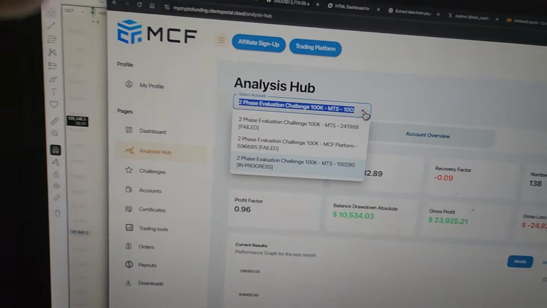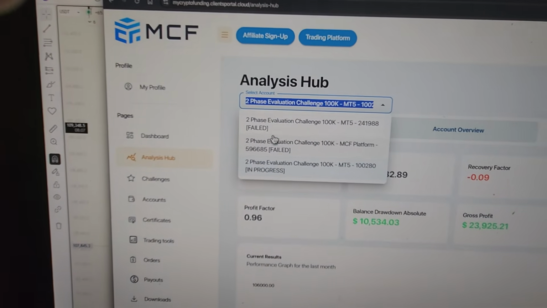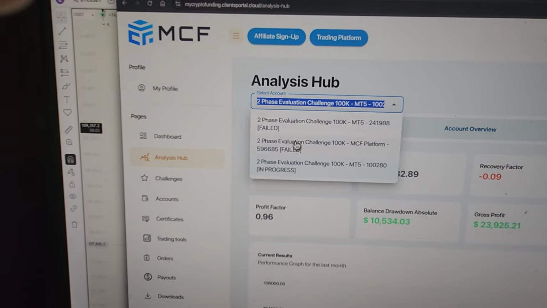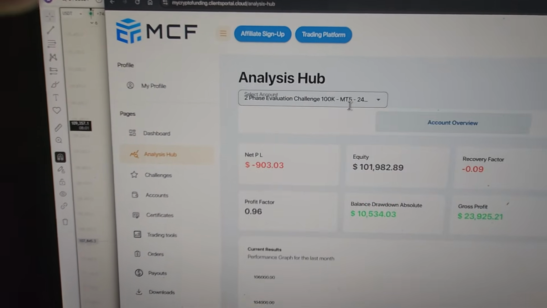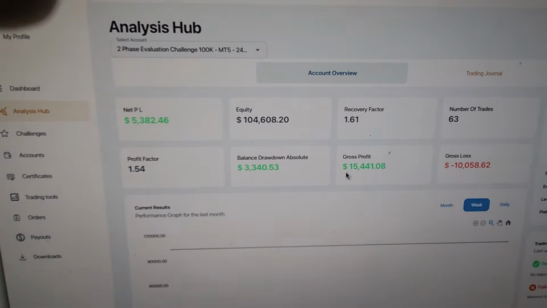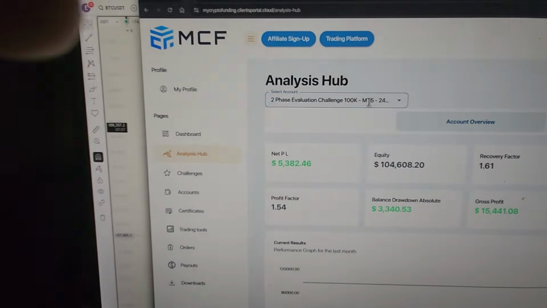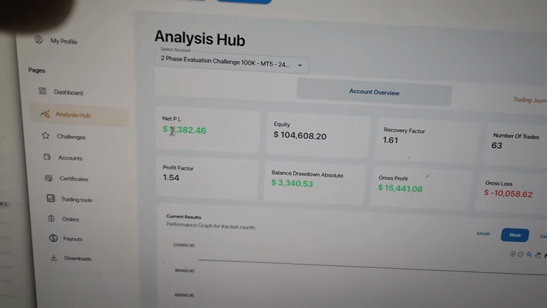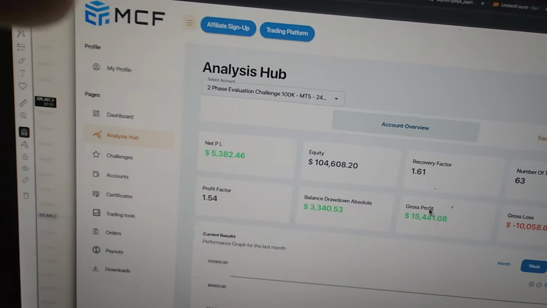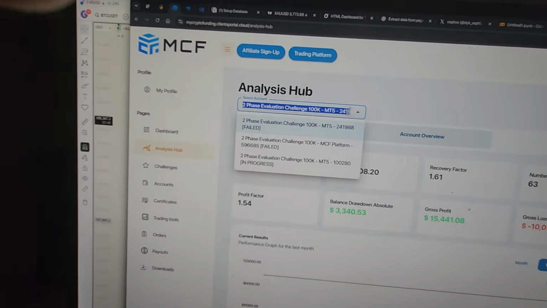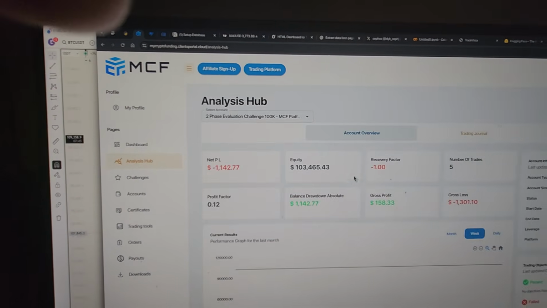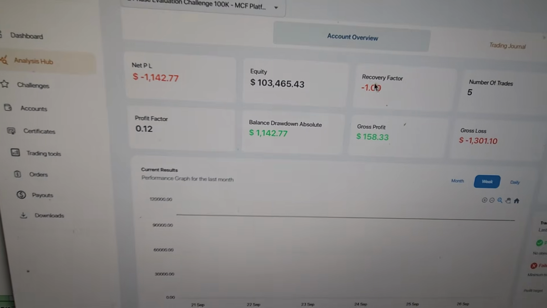If you look over here, you see that there's 2 that are failed. It says 2-phase evaluation failed and 2-phase failed. I didn't fail any of these accounts. If I open this account, you would actually see that it's in profit. This failed account, how is it failed if it's in profit, right? So I had a bit of trades on this account, but they had to transfer me to another account because they needed to change their liquidity provider.